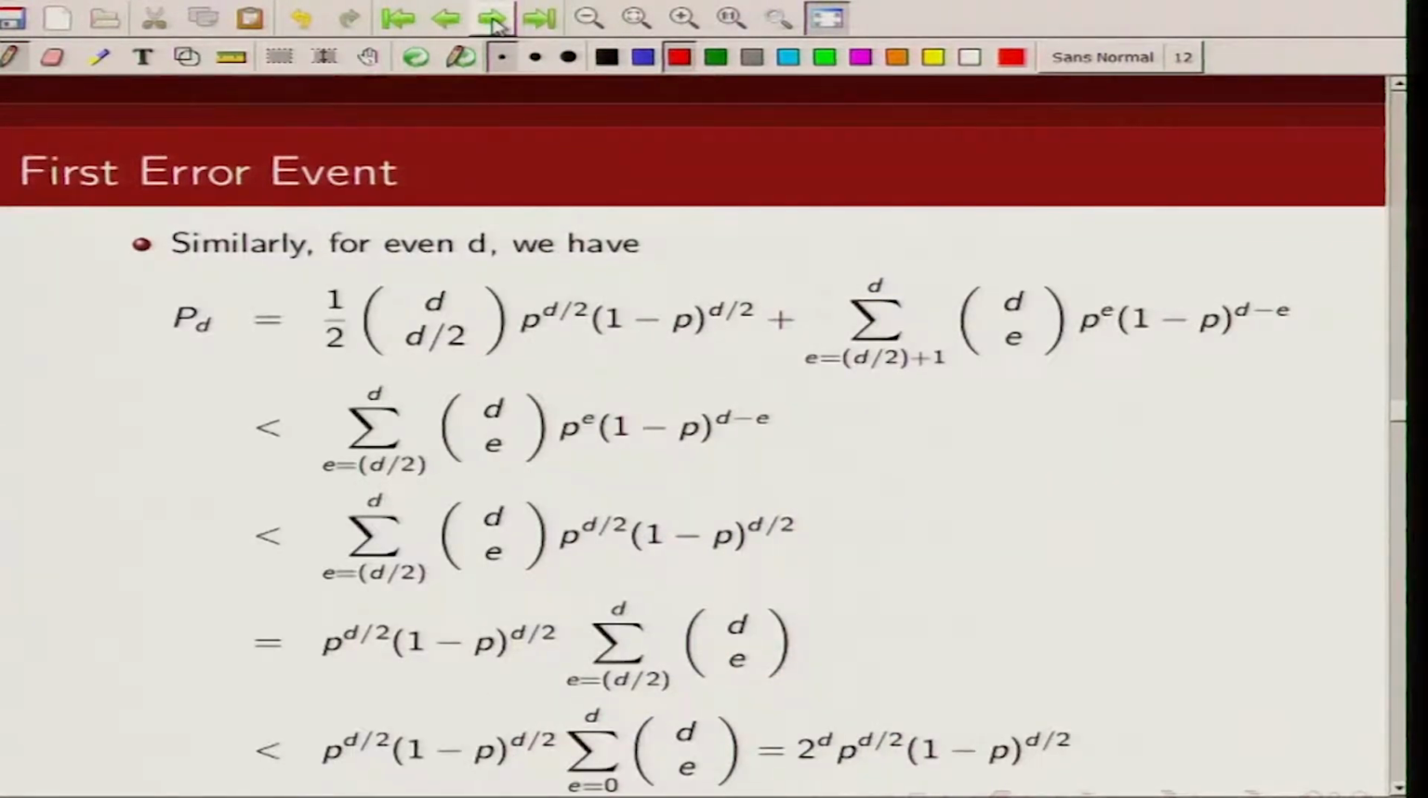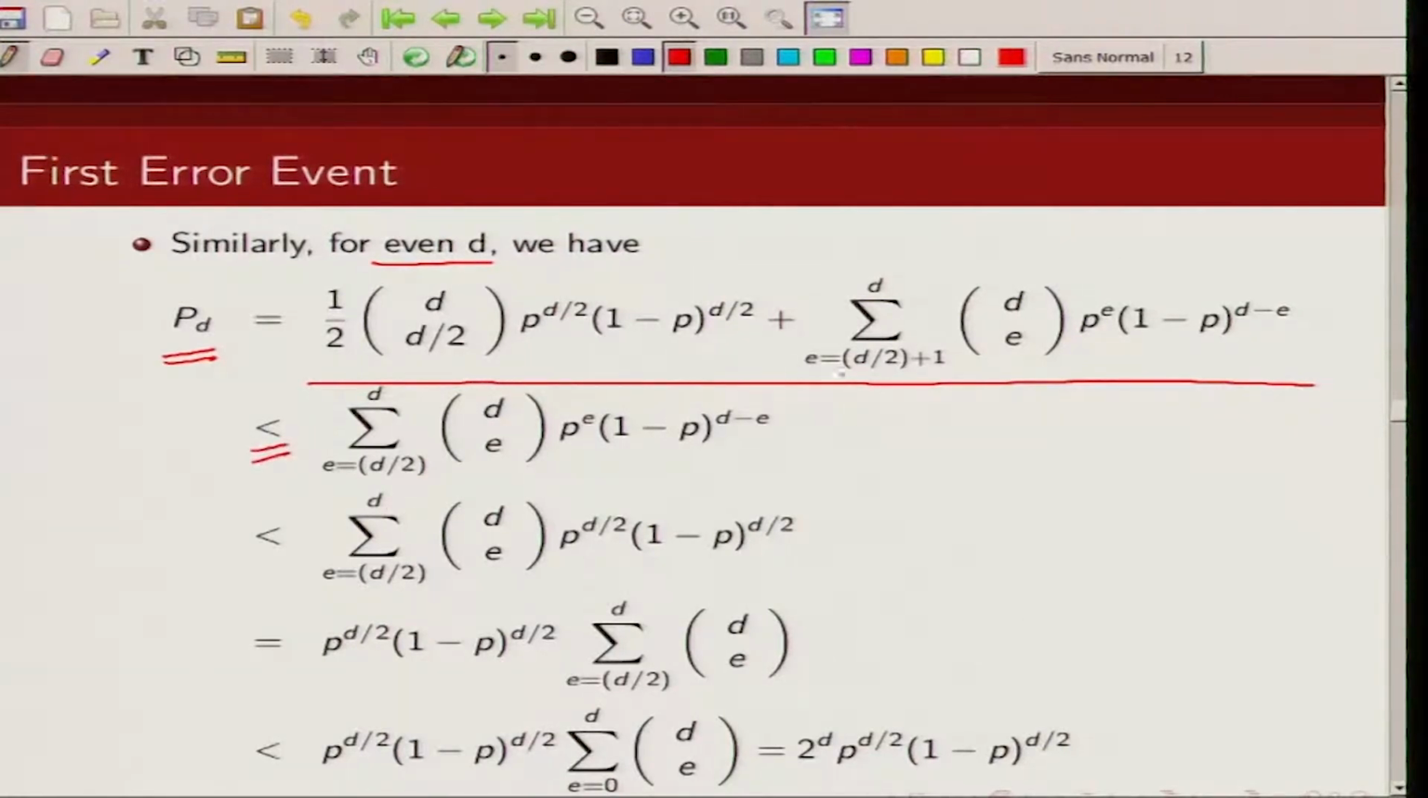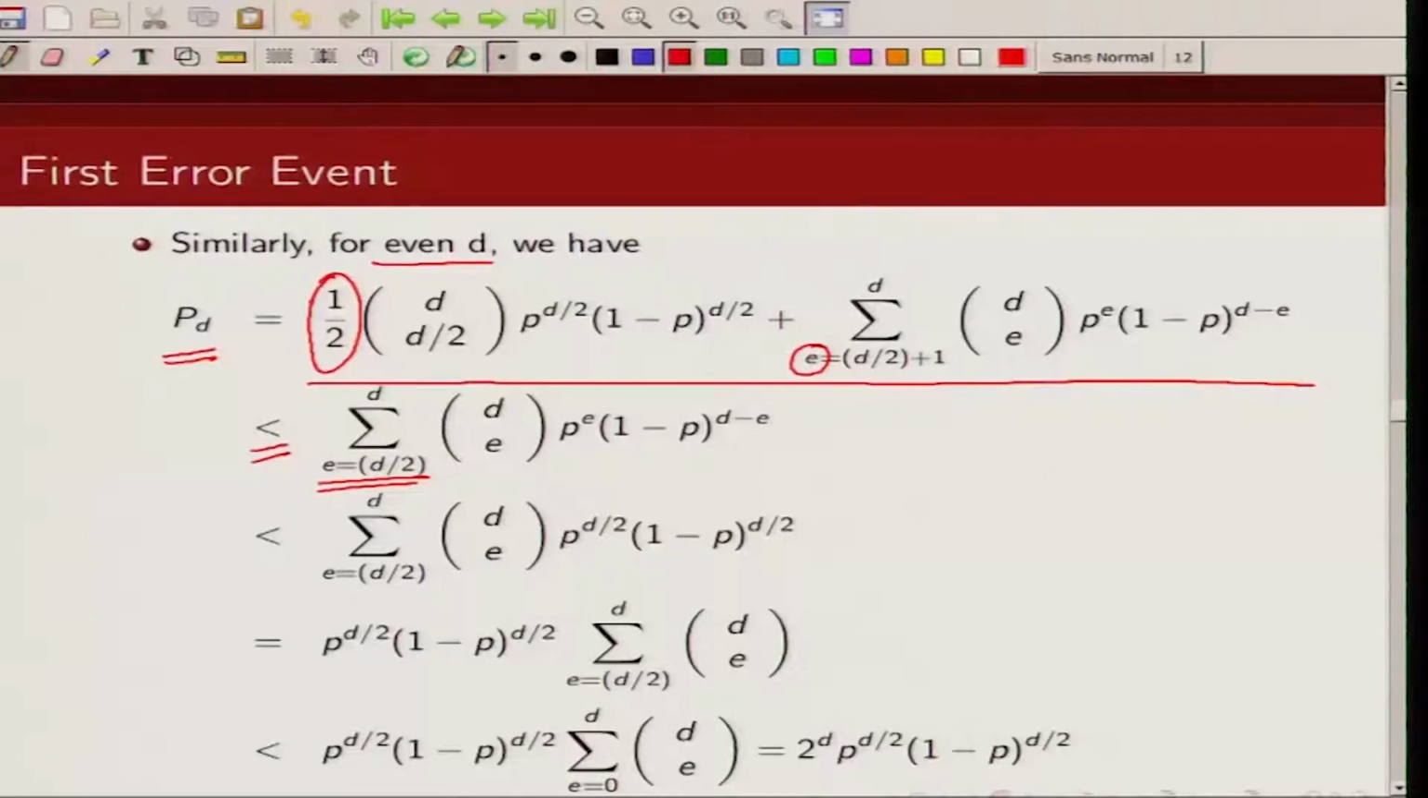Next, let us do the same thing for even d. For an even d, the expression for first event error is given by this expression. The first thing that I do is upper bound this by changing this exponent from e by 2 plus 1 to e by 2. Note that in this expression, when the error pattern is d by 2, I considered a 50% probability of making an error. Now, I just removed that 50% factor here. So, that is why I am getting an upper bound here.